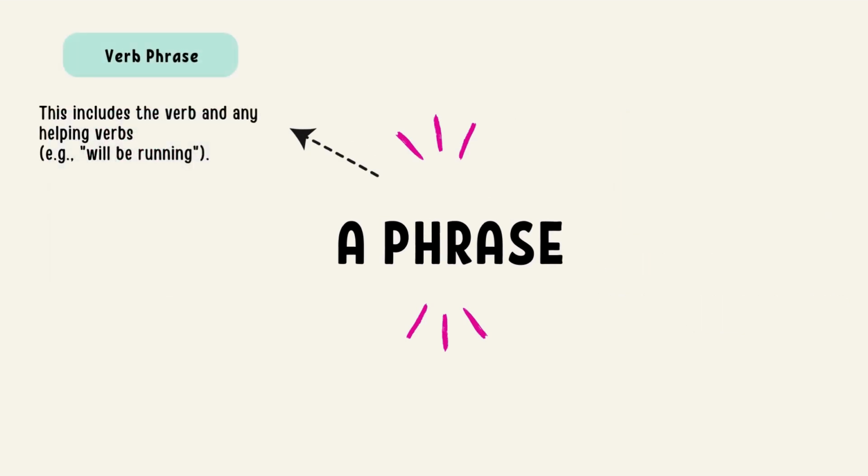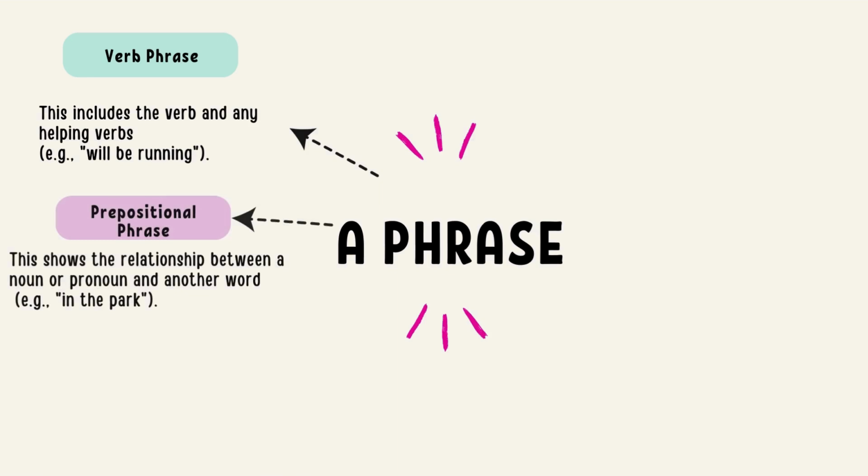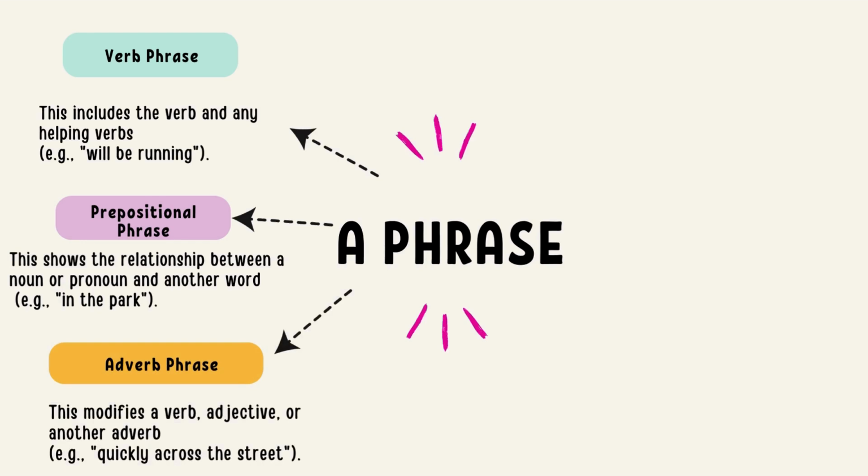There are different types of phrases. 1. Verb phrase. This includes the verb and any helping verbs. For example, "will be running." 2. Prepositional phrase. This shows the relationship between a noun or pronoun and another word. For example, "in the park." 3. Adverb phrase. This modifies a verb, adjective, or another adverb. For example, "quickly across the street."